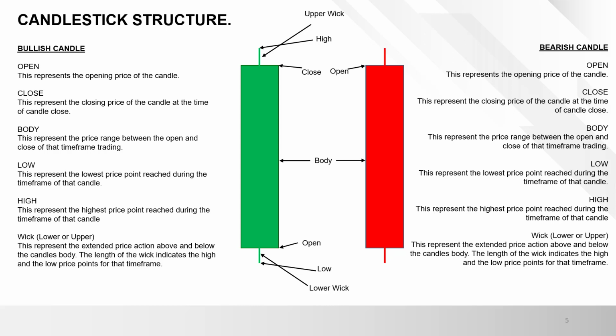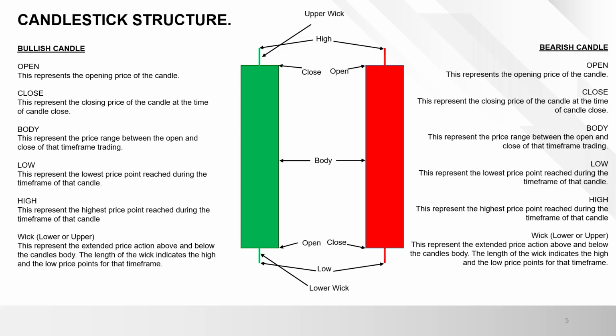This represents the price range between the open and the close of that time frame. And then we've got the close. This represents the closing price of the candle at the time of the candle's close. Then we've got the high. The high represents the highest price point reached during the time frame of that candle.